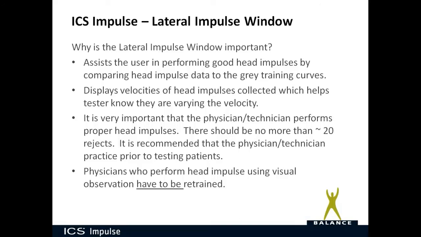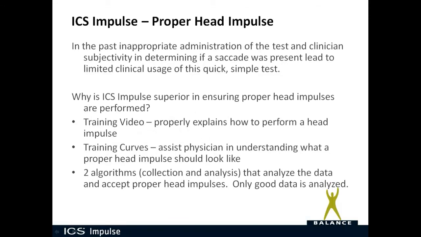It is very important that the physician or technician performs proper head impulses. There should be no more than approximately 20 rejects. It is recommended that the physician or technician practice prior to testing patients. And physicians who perform head impulse using visual observation will have to be retrained. They typically, again, are used to doing head impulses at a velocity above 300, and we want a velocity between 150 and 200. So in the past, inappropriate administration of the test and clinician subjectivity in determining if a saccade was present led to limited clinical usage of this quick, simple test.